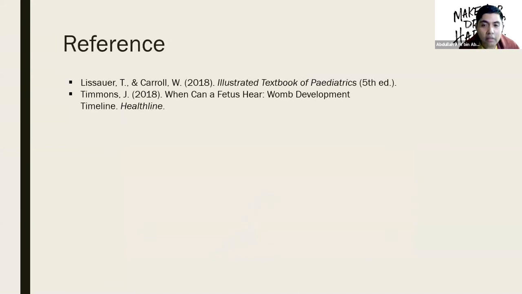So in conclusion, hearing test is not routinely done in Malaysia. However, if parents detect any abnormality in hearing, please come and seek doctor's advice. So we can divide the test into two, during the newborn and infant period. Okay, so that's all from me.